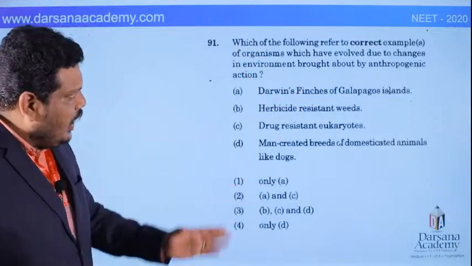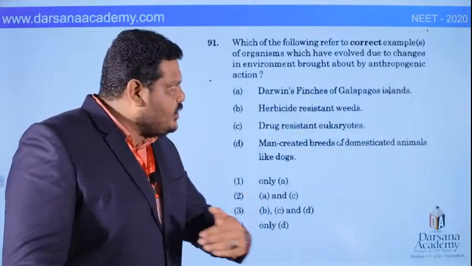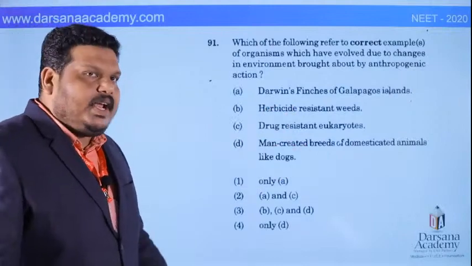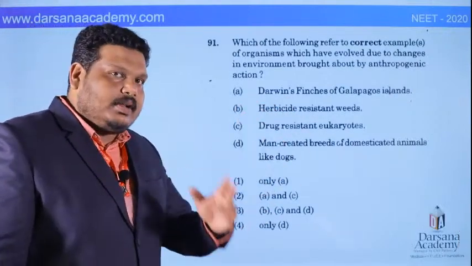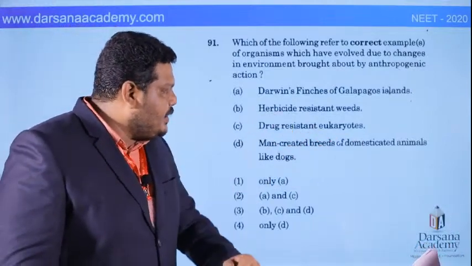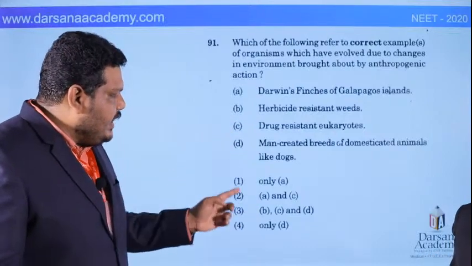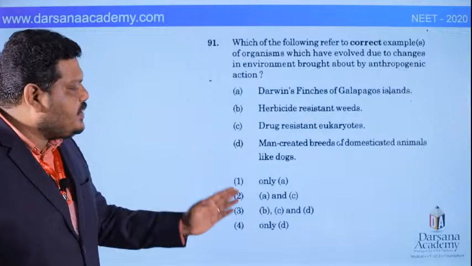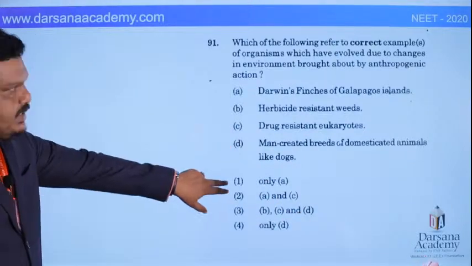Darwin's finches of Galapagos Island, there are no human interactions there. Herbicide resistant wheat, of course, the interactions of human beings are there. Drug resistance of eukaryotes, that is also there. Man-created breeds of domesticated animals like dogs. Of course, the answer should be B, C, and D. From the cluster of these answers, option 3 is the answer. Okay, is it right? Yes. Okay, let's check the next question.